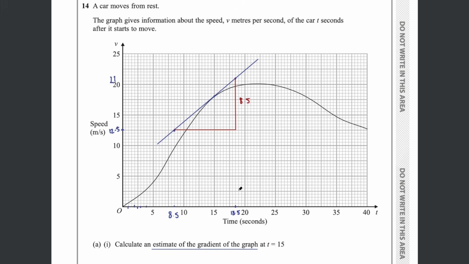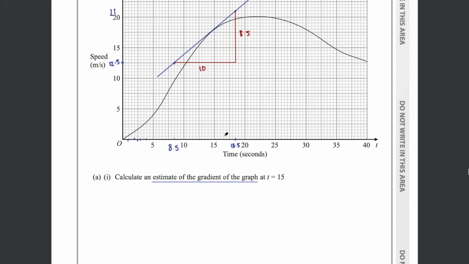And this length is the difference between 18.5 and 8.5. Okay, that's a bit easier. That's 10. Okay, now let's do some working out. So we can say the gradient is equal to the rise over the run. The rise is 8.5. The run is 10.